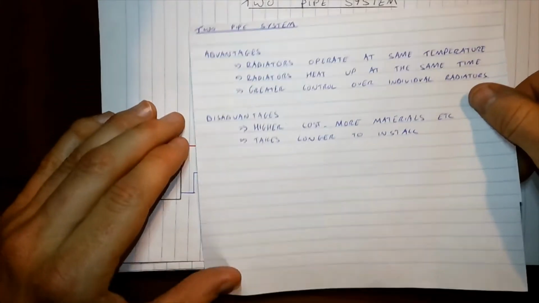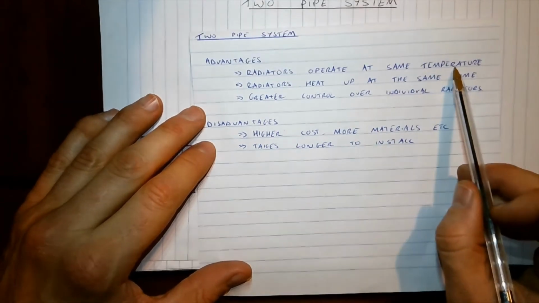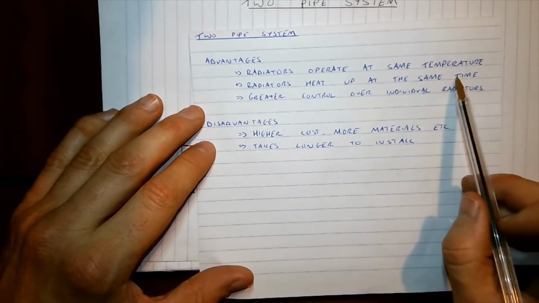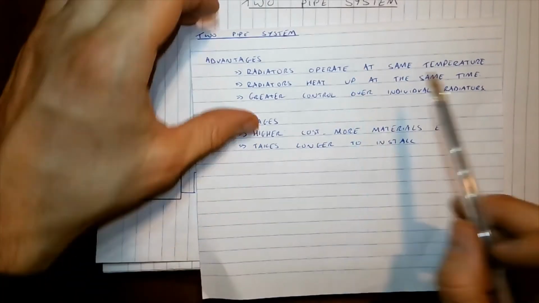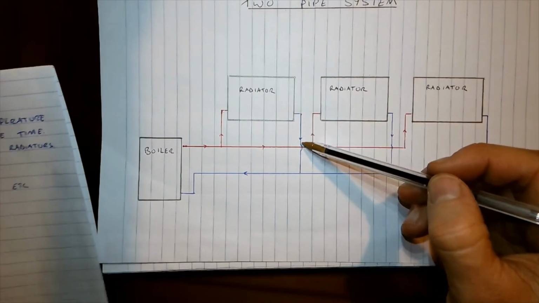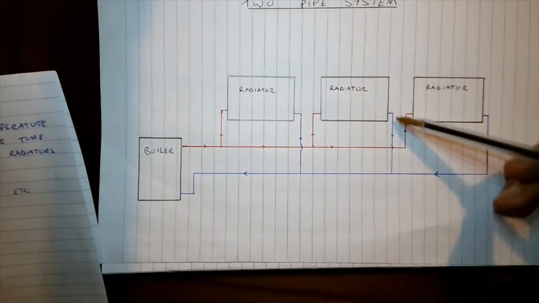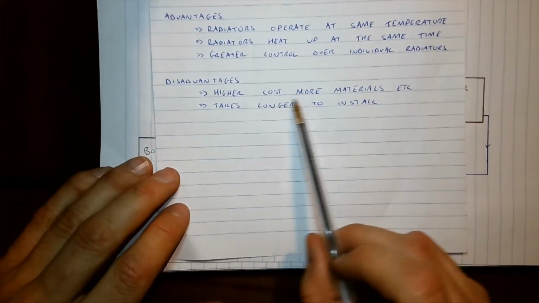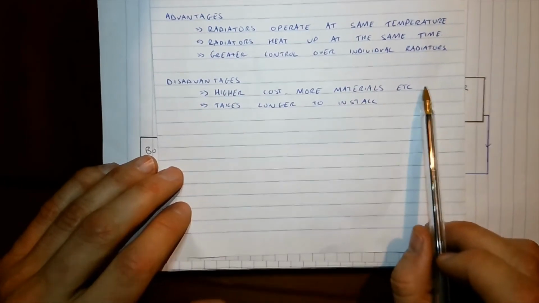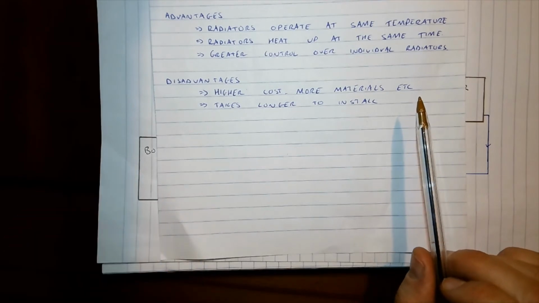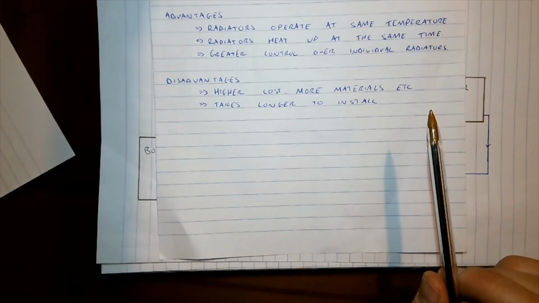Advantages and disadvantages of the two pipe system. Advantages: radiators operate at the same temperature, radiators heat up at the same time, and there's greater control over the individual radiators. All of those three advantages are simply because the cooler water coming out does not go back into the hot system, it goes back down there and in there for heating. Okay. Disadvantages: higher cost, there's more materials, takes longer to install. Inevitably, with a slightly more complicated system, only slightly, there's going to be a bit more of a cost because of the extra labour involved and because of the extra materials and pipes and so on that are needed.